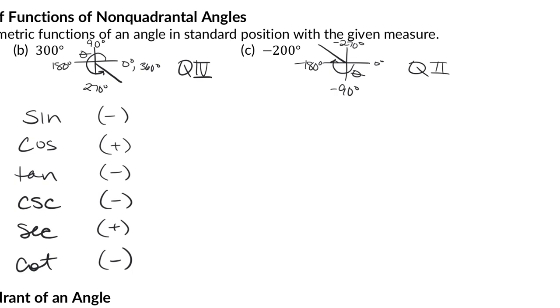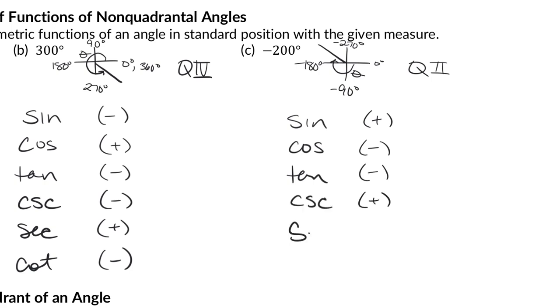In quadrant 2, which trig functions are positive? Sine and cosecant. The rest of them are negative. So we would say sine, positive. Cosine, negative. Tangent, negative. Cosecant, positive. Secant, negative. And cotangent, negative. Make sense? So there's always a nice little double check for you if you know what quadrant your angle lies in, which you always should make sure you know, of which trig function should be what sign.